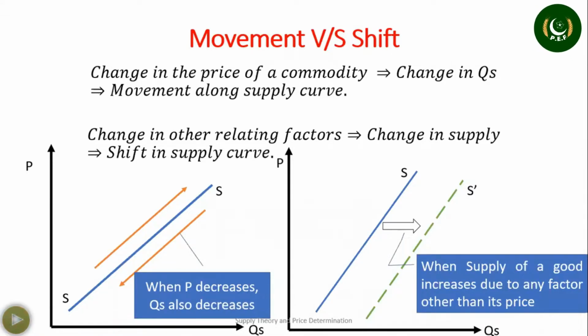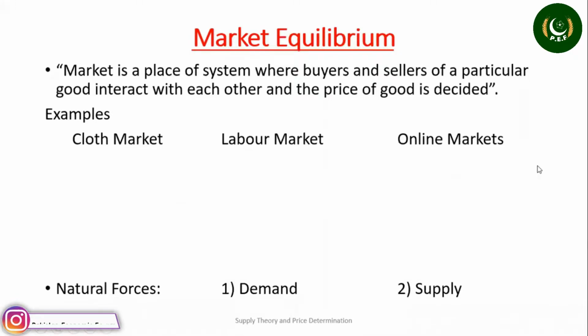A change in quantity supplied due to a change in price is called a change in quantity supplied. And a change in supply due to any other factor is called a change in supply. Now let's discuss the other side of this lecture, which is the market equilibrium.